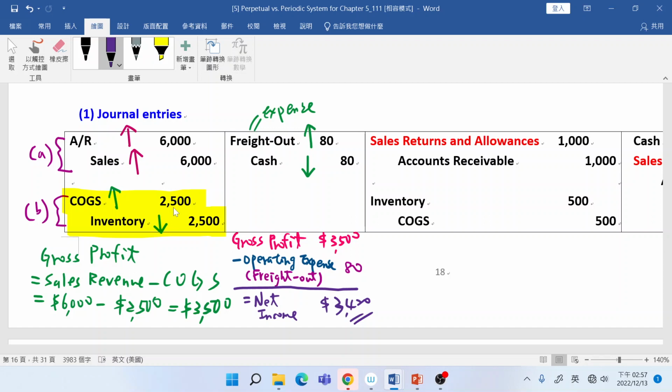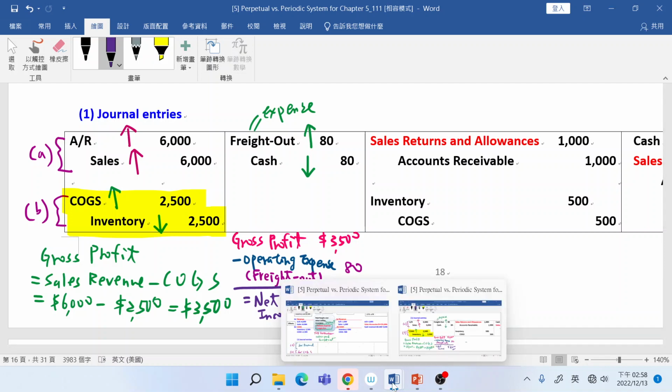Okay, any questions? We have only 3 minutes left. Okay, it's okay. 3 minutes. We could continue it. Are you done already? Okay, so let's continue to the third transaction. What happened?